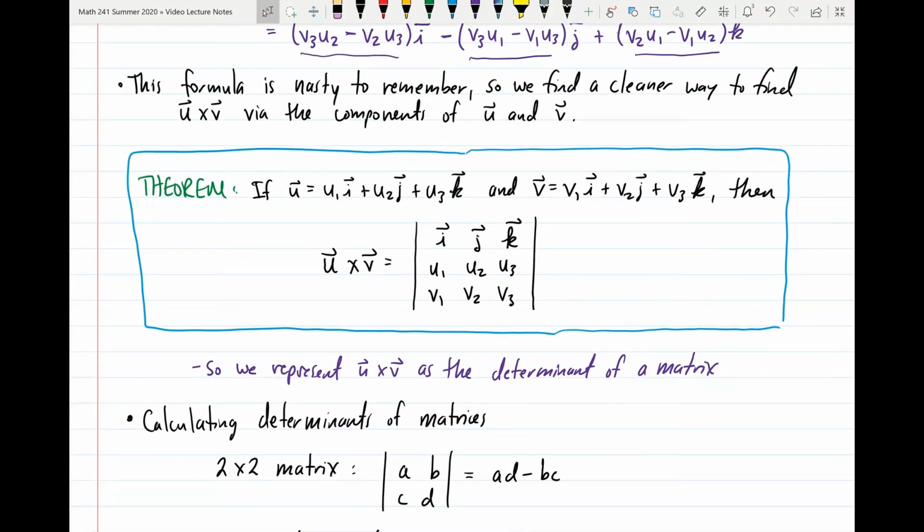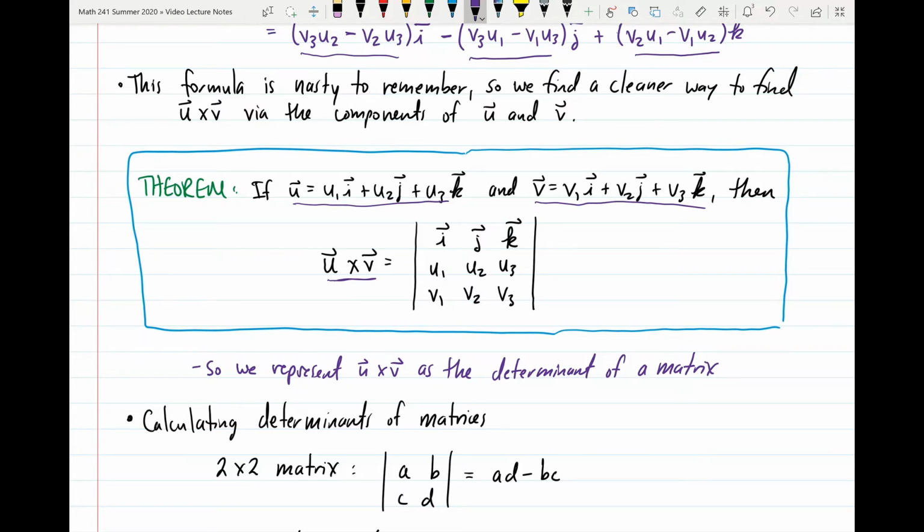So I'll start off by saying that if we have two vectors, u and v, and they're given in component form, then u cross v equals the determinant of this following matrix over here. The first row of the matrix consists of the vectors i, j, and k. And then the second row of the matrix consists of the components of u, and the third row of the matrix consists of the components of v.